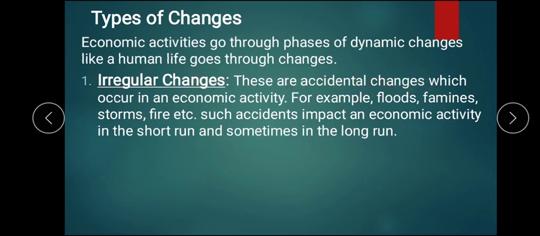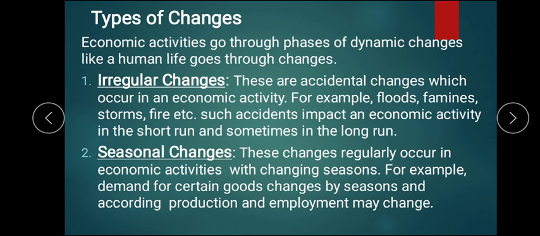Irregular changes are the accidental changes that occur in an economy. In economic activity, in business life, accidental things happen. Suppose there is a business, there are chances of short circuit, fire, then flood, famines, storms. All these natural or different things can happen to a particular economy, and such accidental changes impact the economic activity in the short run, or for a longer period of time. Mostly it is for a shorter period of time; only some go for longer.